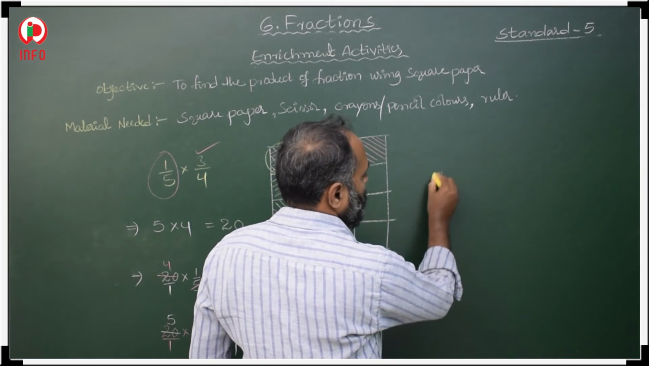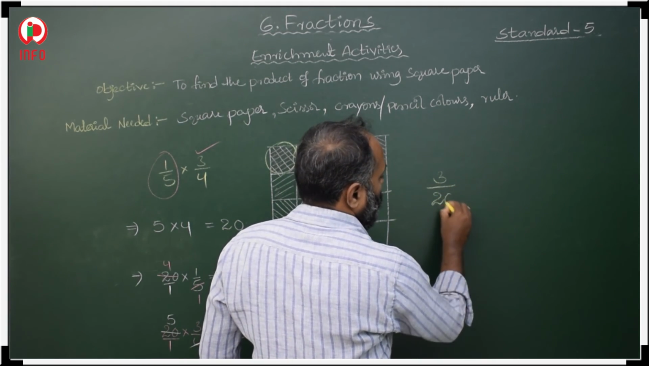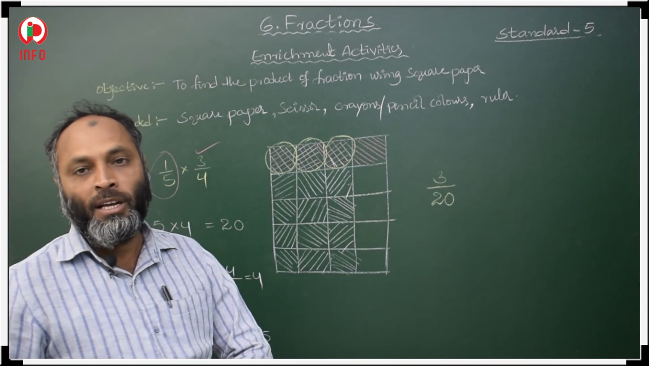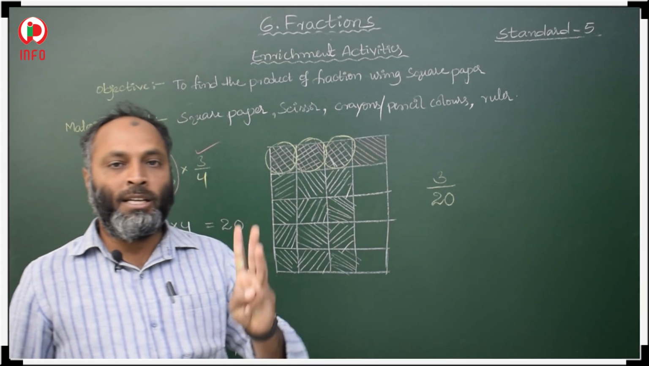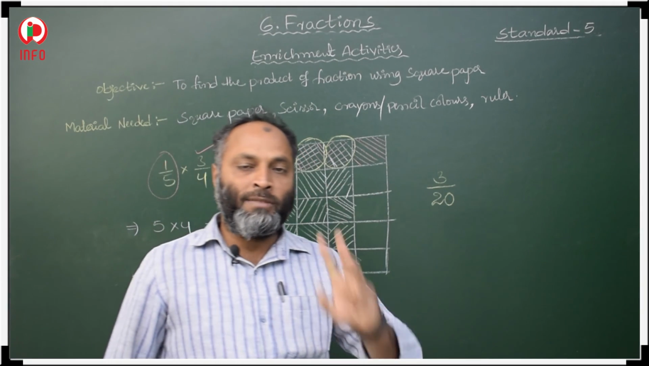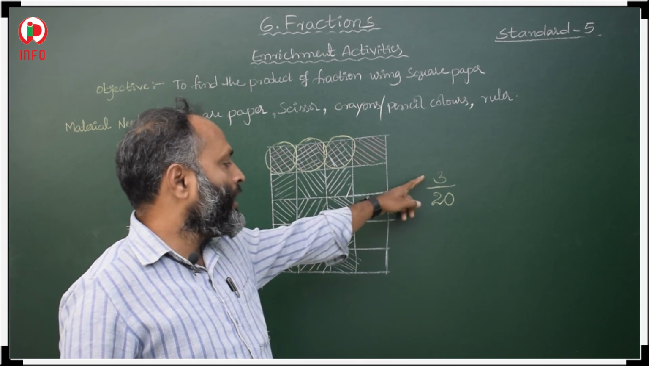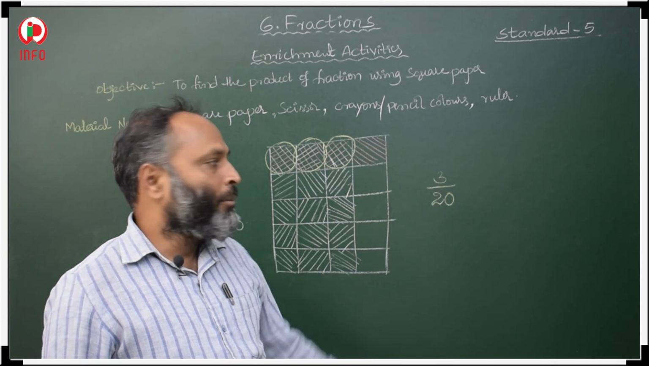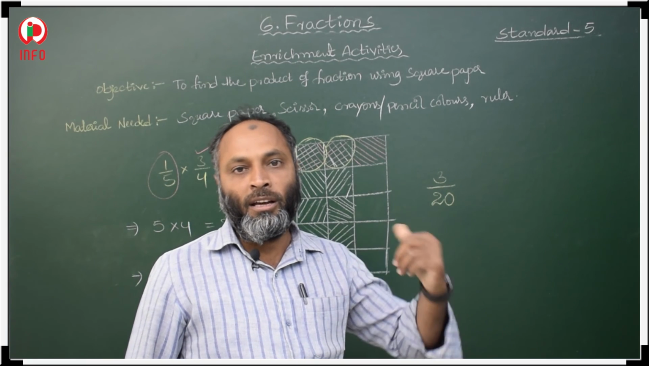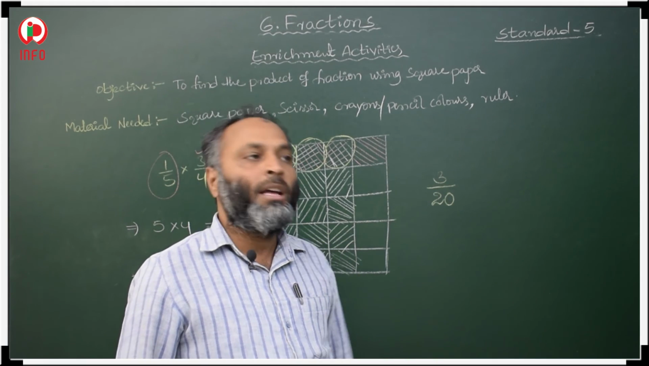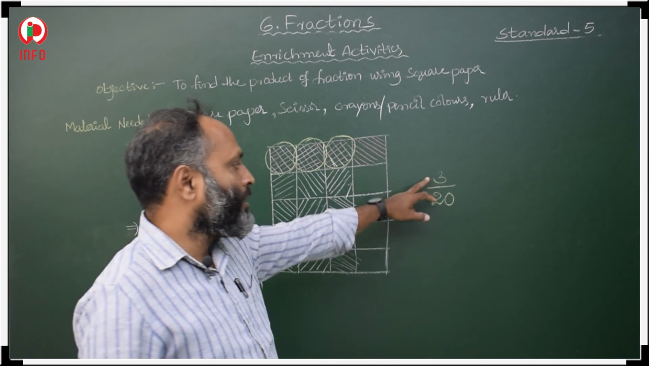3 grids. In total 20 grids, 3 grids we are shading row wise as well as column wise. So 3 grids belong to rows as well as columns. So it is 3 out of 20. Out of 20, how many grids are shaded in row and column? 3 grids. So the answer is 3 by 20.